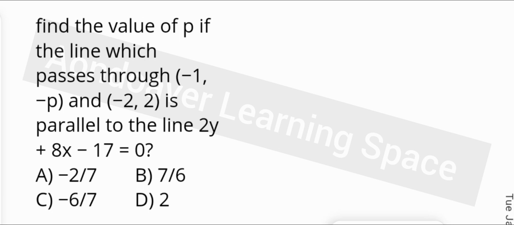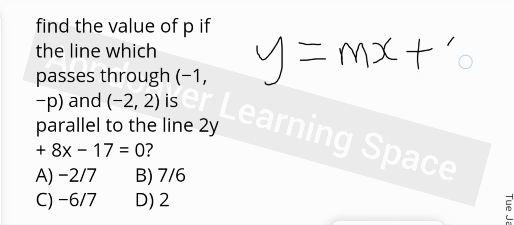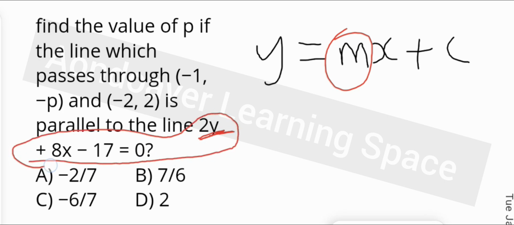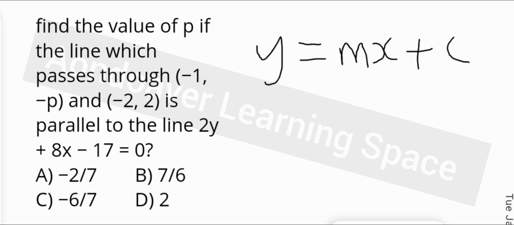So first of all, we make y the subject of the formula in this equation, since the equation of a straight line is of the form y = mx + c, where m is the slope. When we make y the subject, the coefficient of x will become the slope of this line. And whenever we have parallel lines, their slopes are equal.